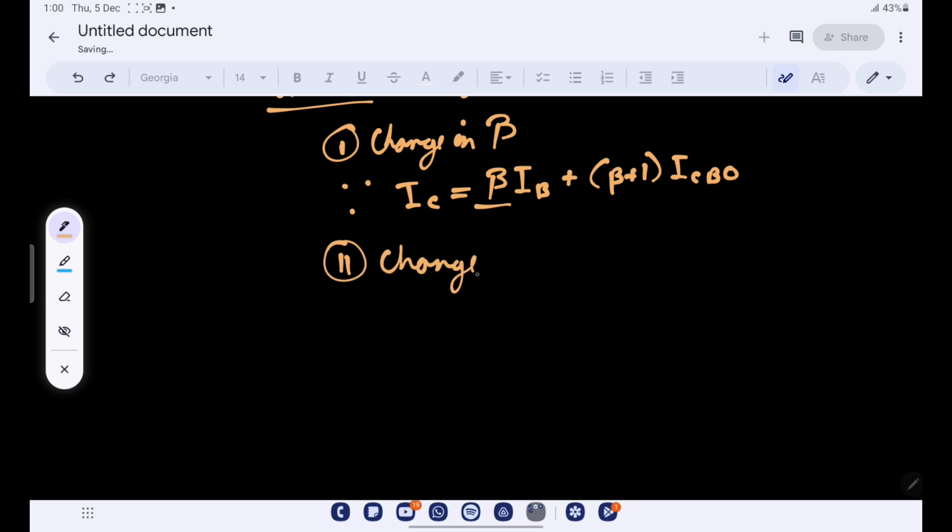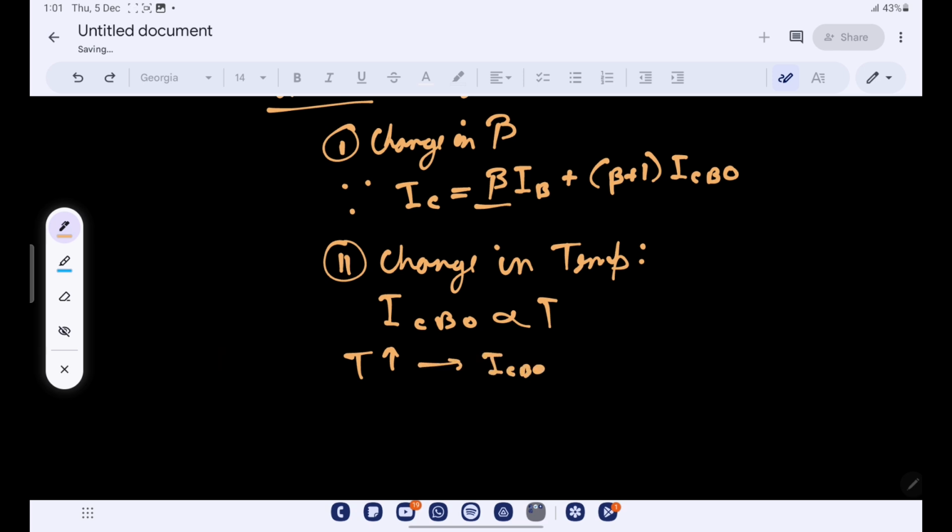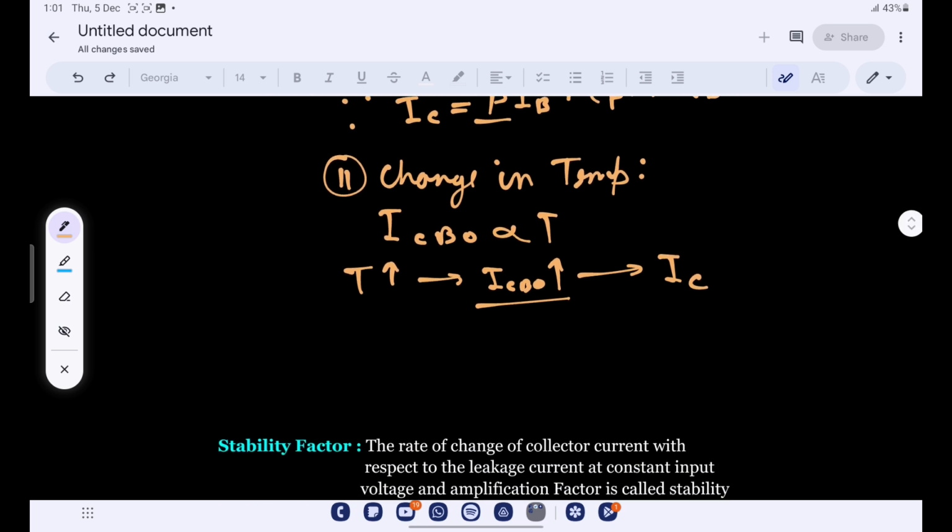Second point, change in temperature also causes IC to shift, as ICBO is directly proportional to temperature. So as temperature increases, ICBO also increases and it increases the IC. As we know, ICBO is caused by the minority charge carriers. So with increase in temperature, ICBO also increases.